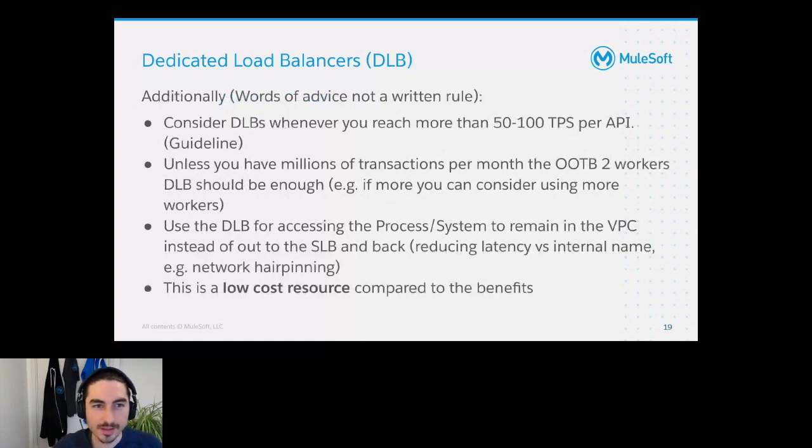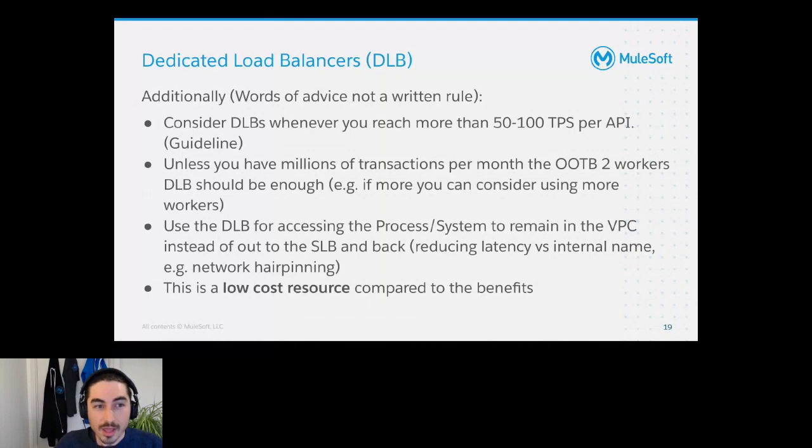For today, these are guidelines that I'm giving you. This is word of advice. These are not written rules, and this is not part of your MuleSoft SLAs, right? So consider the dedicated load balancers whenever you reach more than 50 to 100 transactions per second per API. This again is because you need to think about your shared load balancer, what are the limitations per region, if you need to consider those levels of throughput.